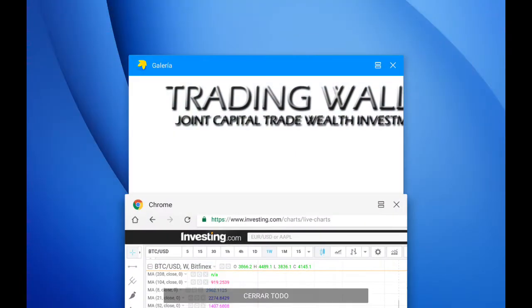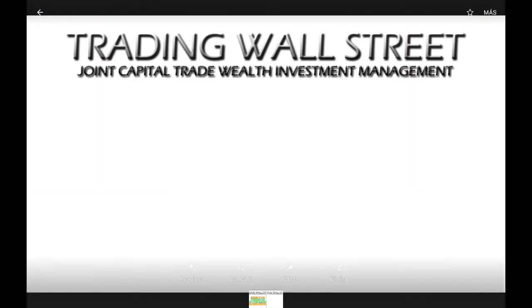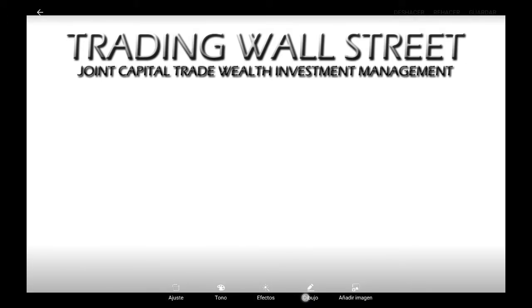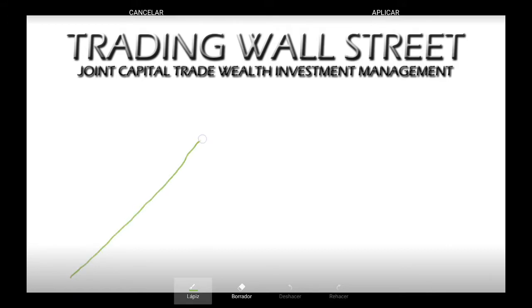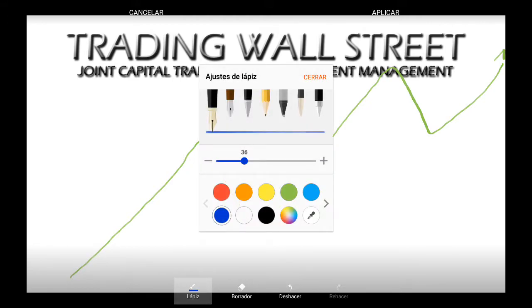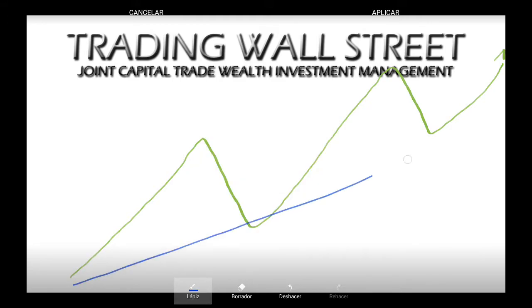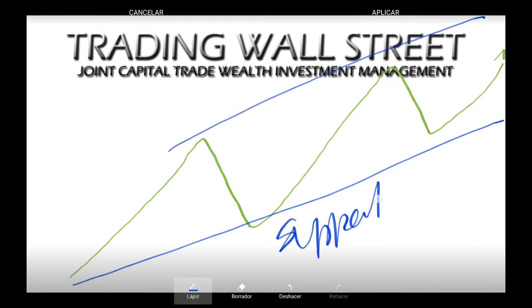We need to understand those phases, distribution and accumulation. Let me draw it for you very quickly. You see over here, the thing is this. Investors, let's draw something like that. 50% retracement, and then boom, like that, and then going back up. Let's say that we are uptrending, like that and like that. That's your supports over here, and over here that's resistance.